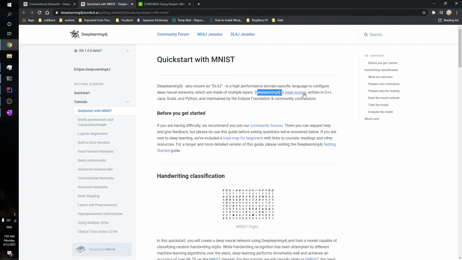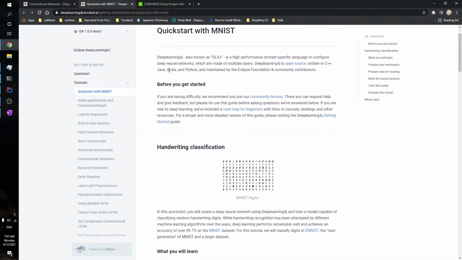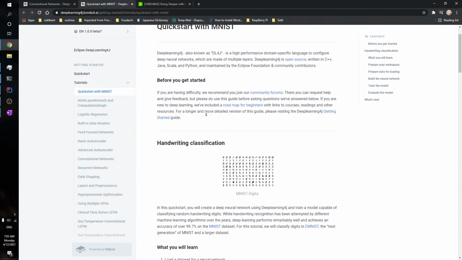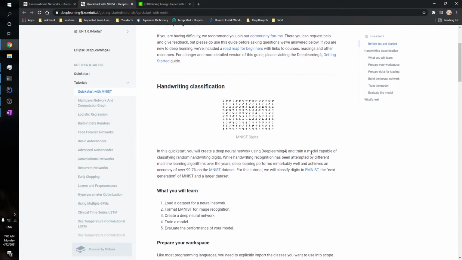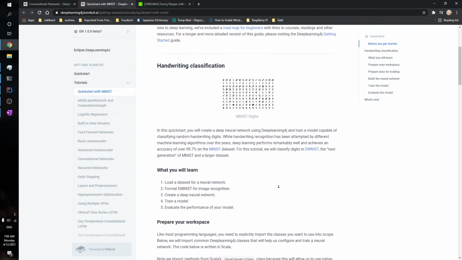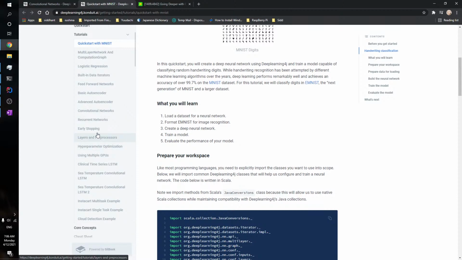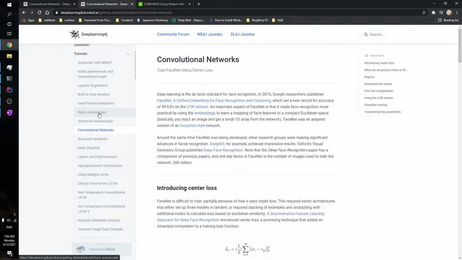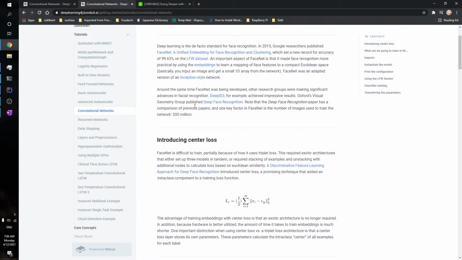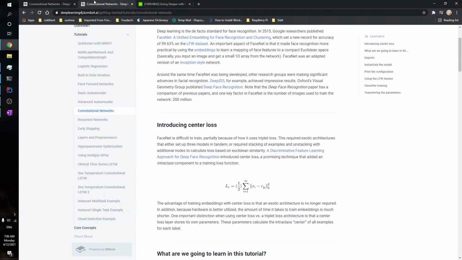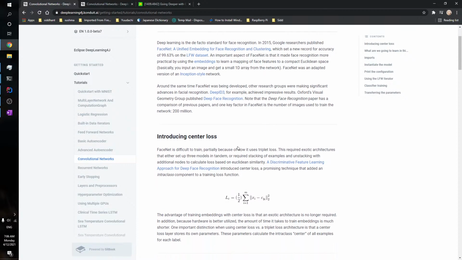What's funny is that deep learning is written in C++ as well. I guess not, because I didn't bother to read these, but we continue to create a model of handwriting recognition over years, accuracy of over 9. Nice. Although it's not what we're gonna be doing today. Can we just head over to the convolutional networks really quickly? Convolutional networks. Oh, okay, right. Using center loss.